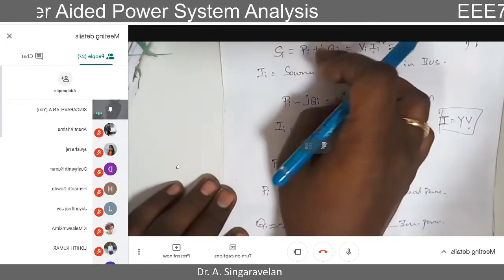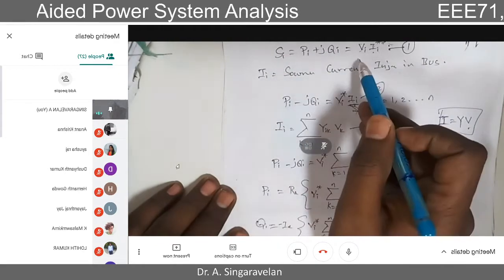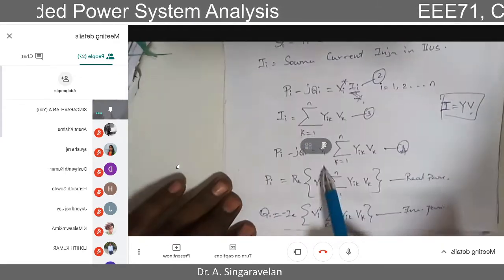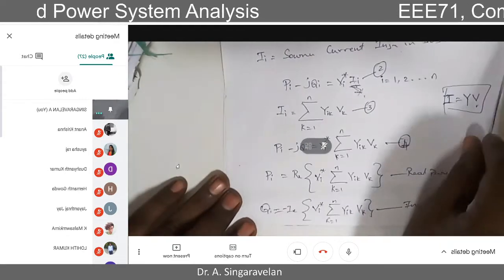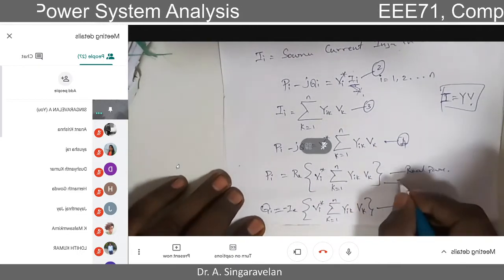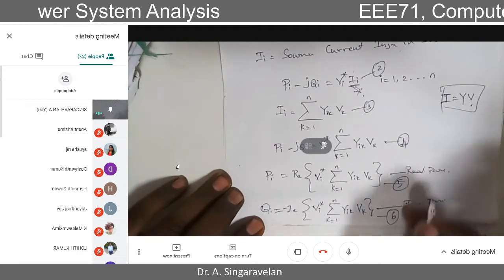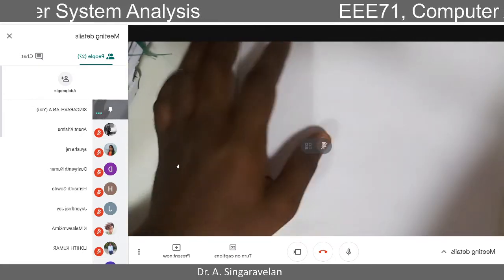So I just took it from the normal power equation. From that normal power equation, I just split the real and reactive powers out. Up to this, say for example, if this is equation 5 and this is 6, 5 and 6 are real and reactive. That's all.